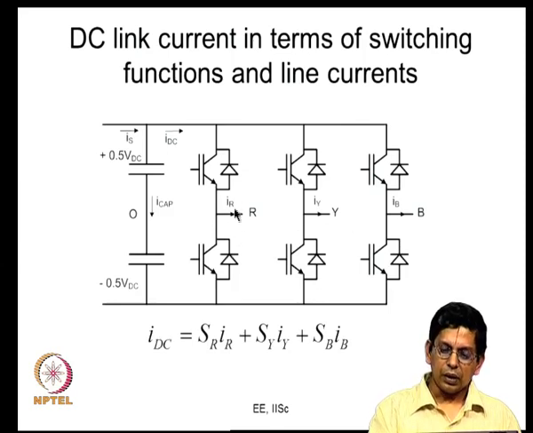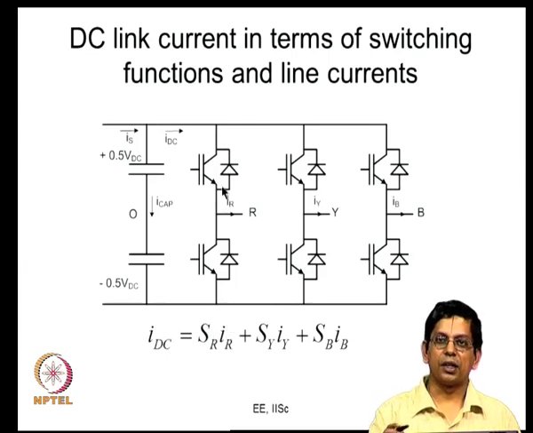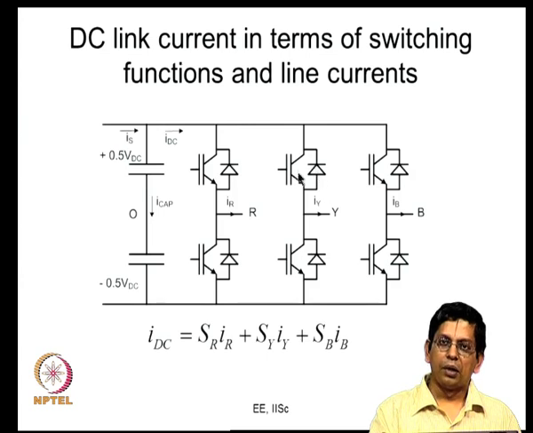So, now that IR multiplied by the switching function SR is going to give you the top device current. So, if SR is equal to 1, then the top device current is IR. If SR is equal to 0, then the top device current is 0. So, the top device current here is SR times IR. Again, what is the top device current here? It is IY multiplied by SY. So, SY times IY. The same way here the top device current is SB times IB.